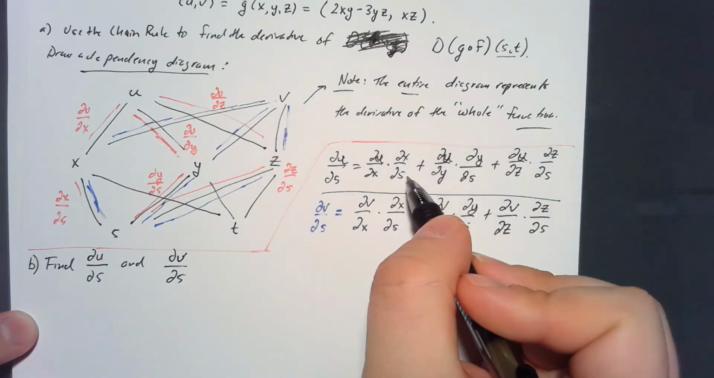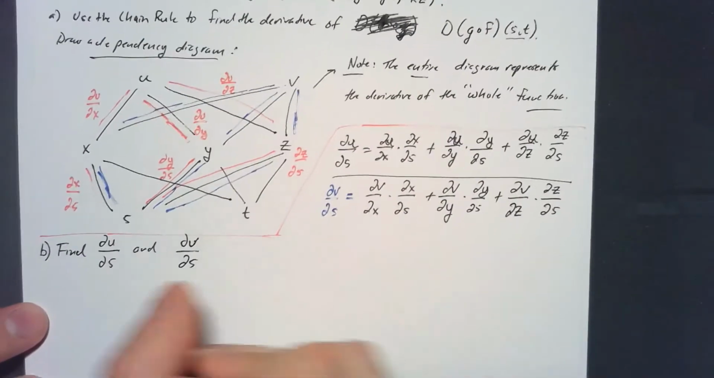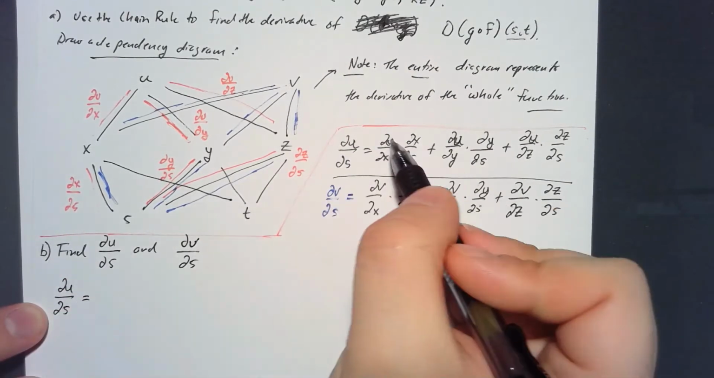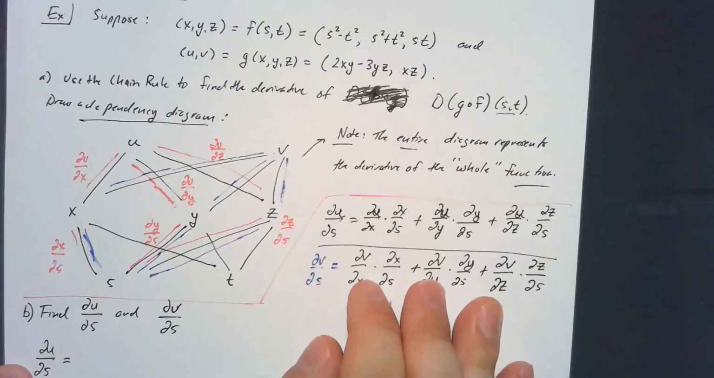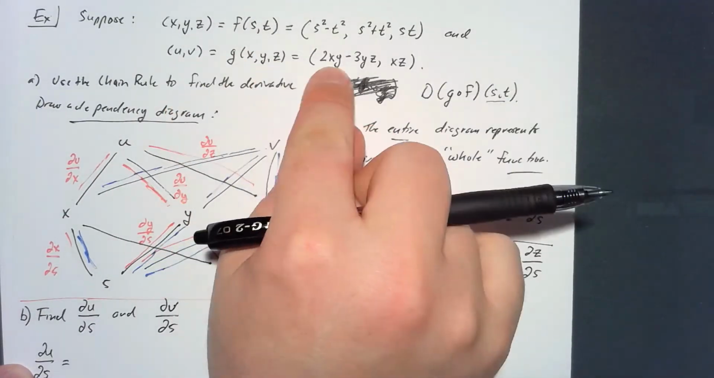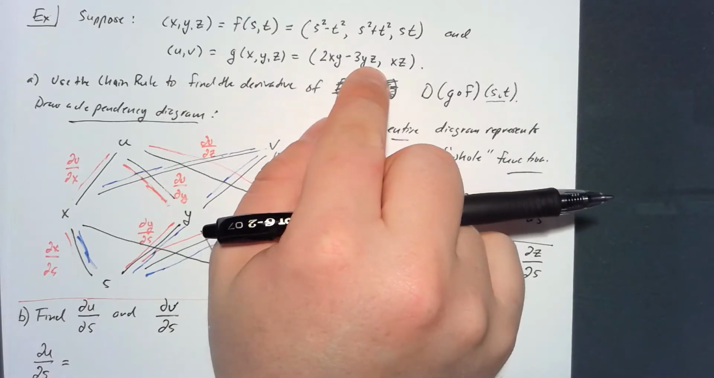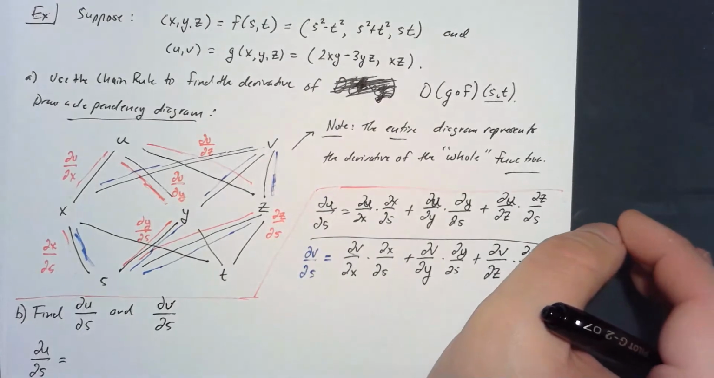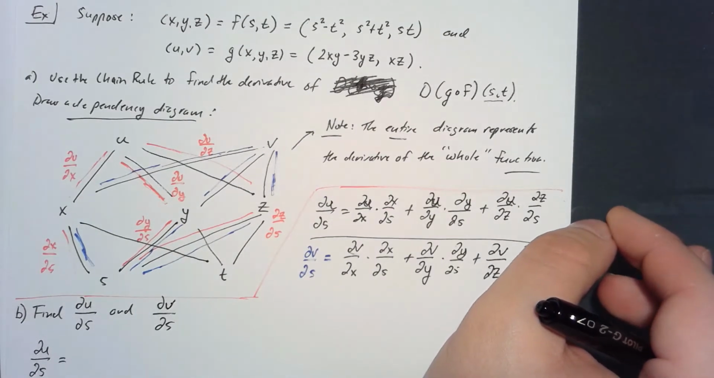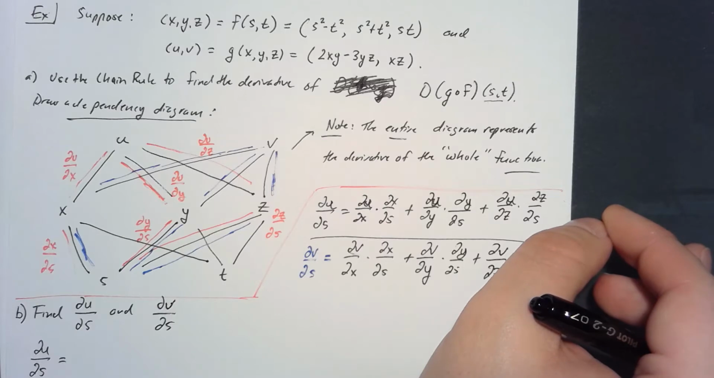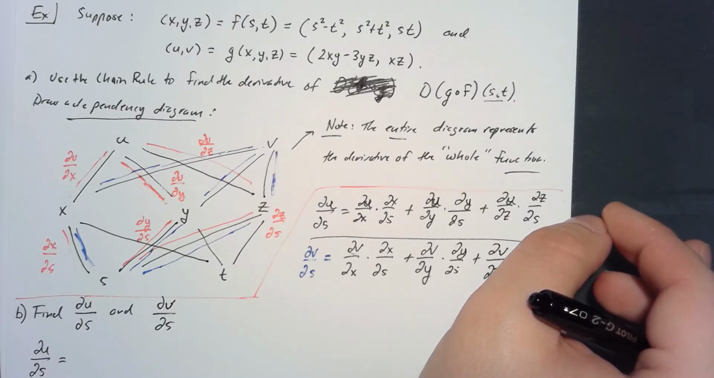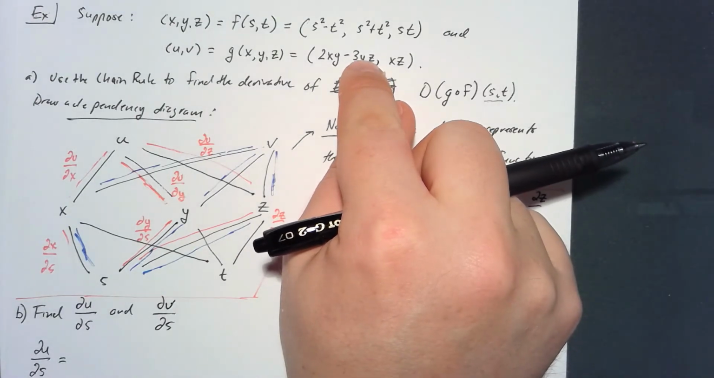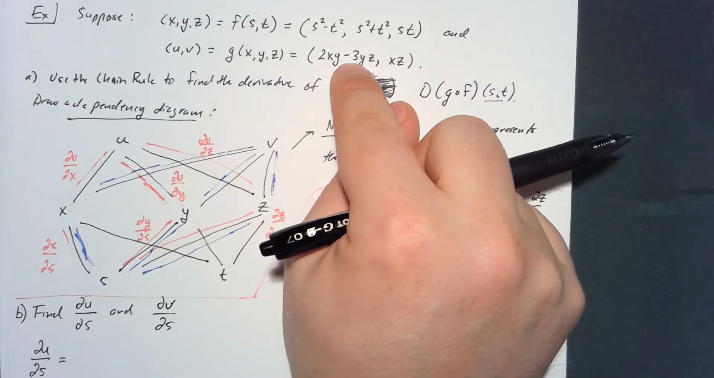You just take the derivative of each piece separately. So du/ds, so du with respect to x. Alright, so the derivative of u with respect to x. So how are you going to do that? So the derivative of u with respect to x.